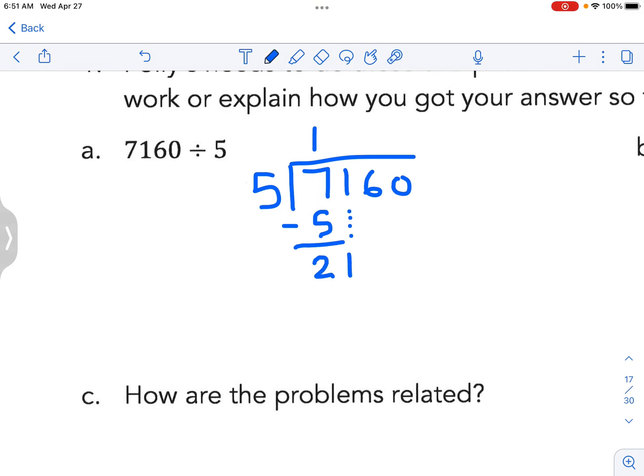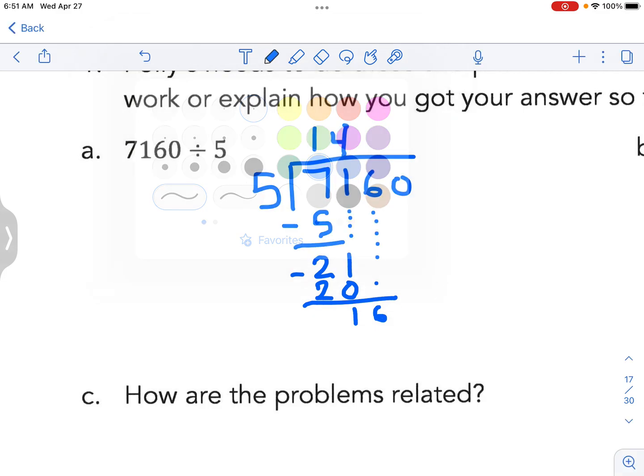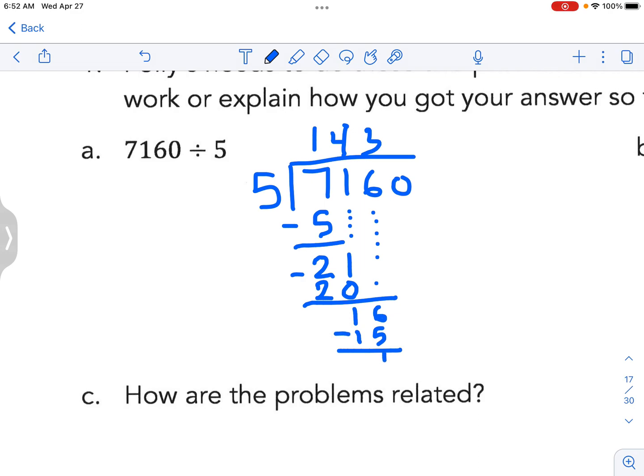5 goes into 21 4 times. 4 times 5 is 20. Really what we're saying there is 2,100, and then this is 400, right, because it's above the 100 spot. So we're really talking 2,000 here. 21,000, take away 20,000. So that's really 1. And then we bring the 6 down, and we start the process all over again. It goes in 3 times. That's really 160. The 15 is really 150. We have 10 left over. Bring down the 0. 5 goes into 10 2 times.